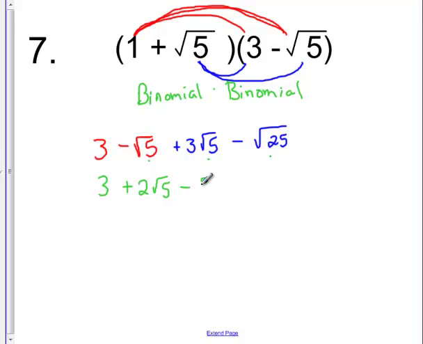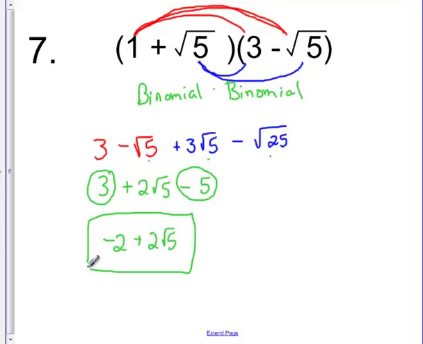Uh-oh. The square root of 25 is 5. So now I'm not done because now look who can go together. Now there is an integer that the 3 can be added to. 3 minus 5 is negative 2 plus 2 radical 5. That is my answer. They cannot get added together because one is irrational and one is rational, and they cannot be added together. Okay, we're done. Nice short lesson today.